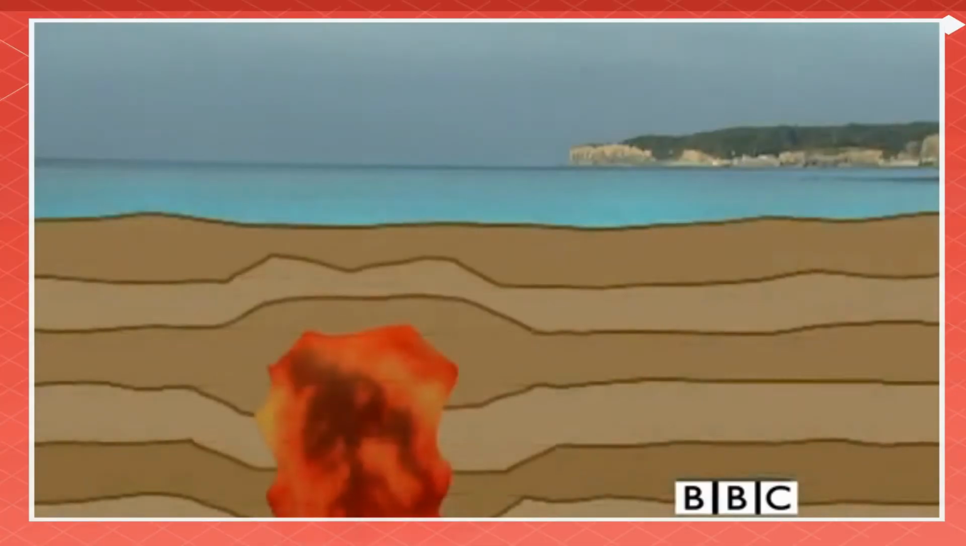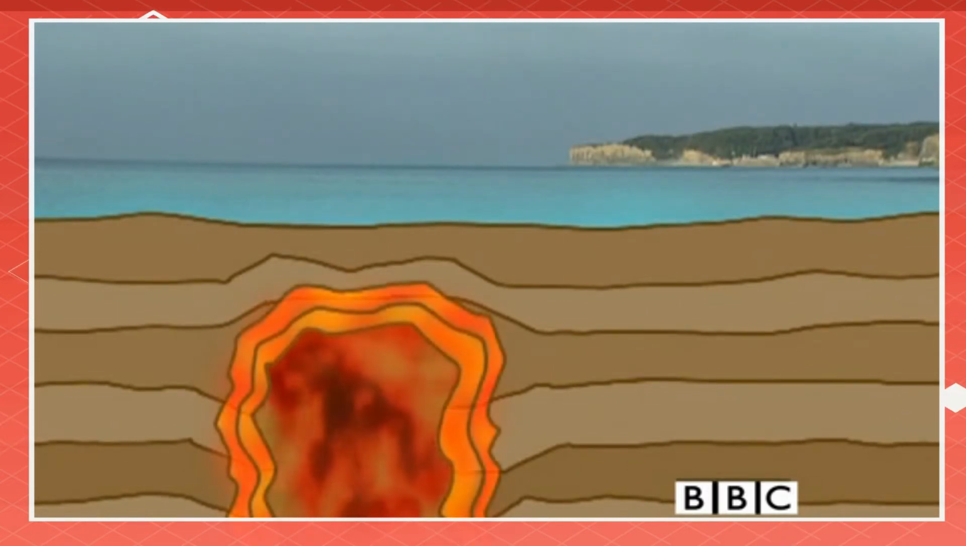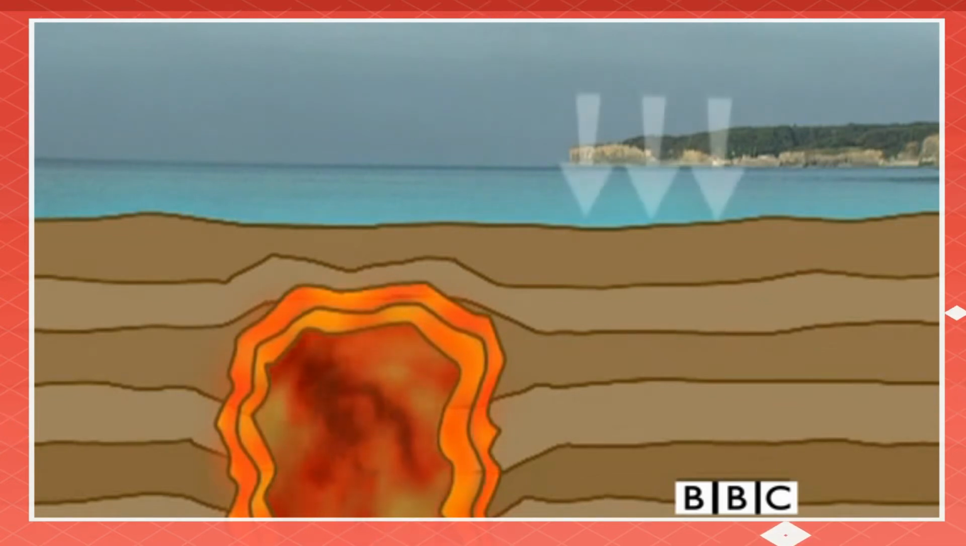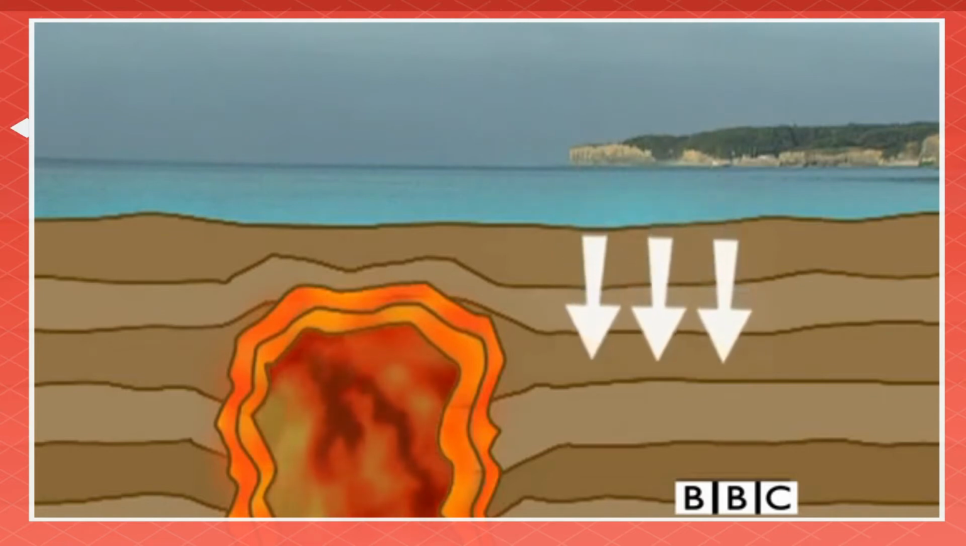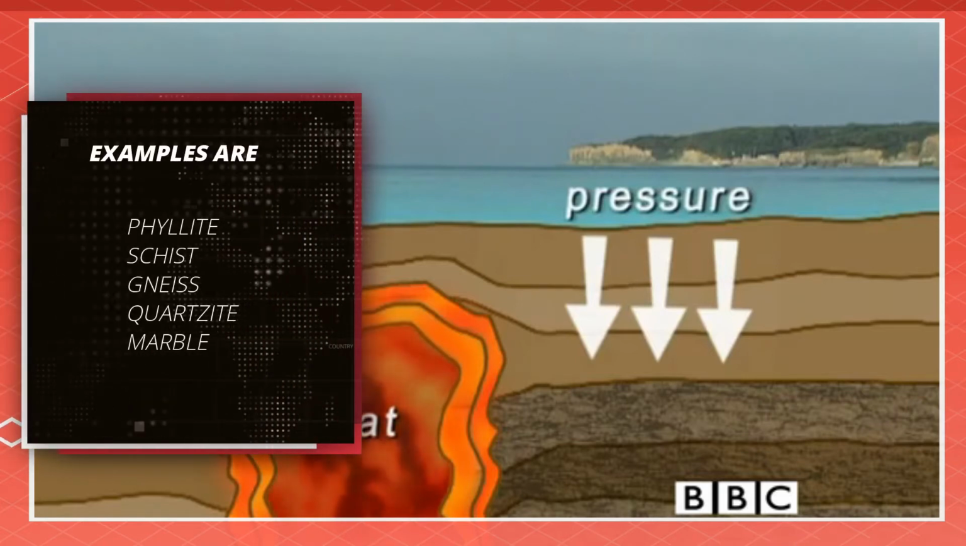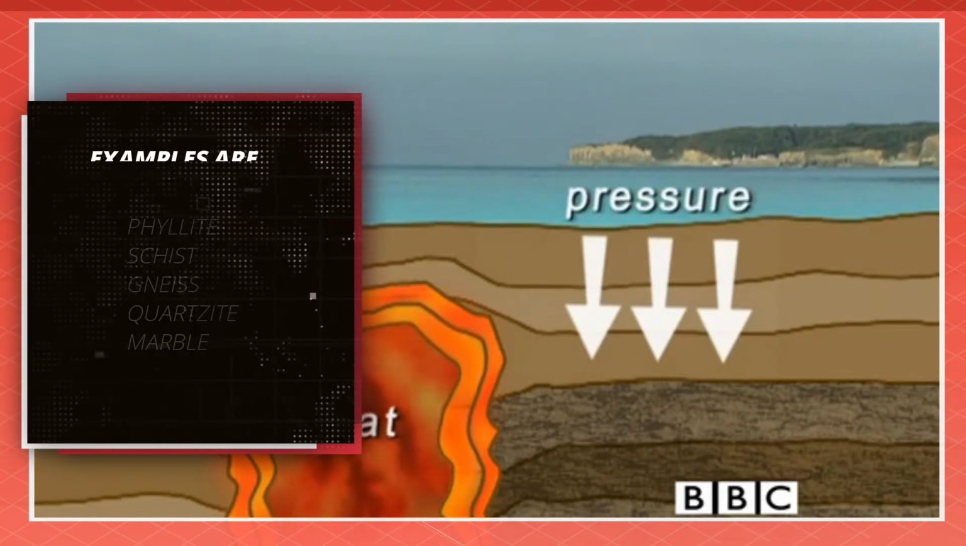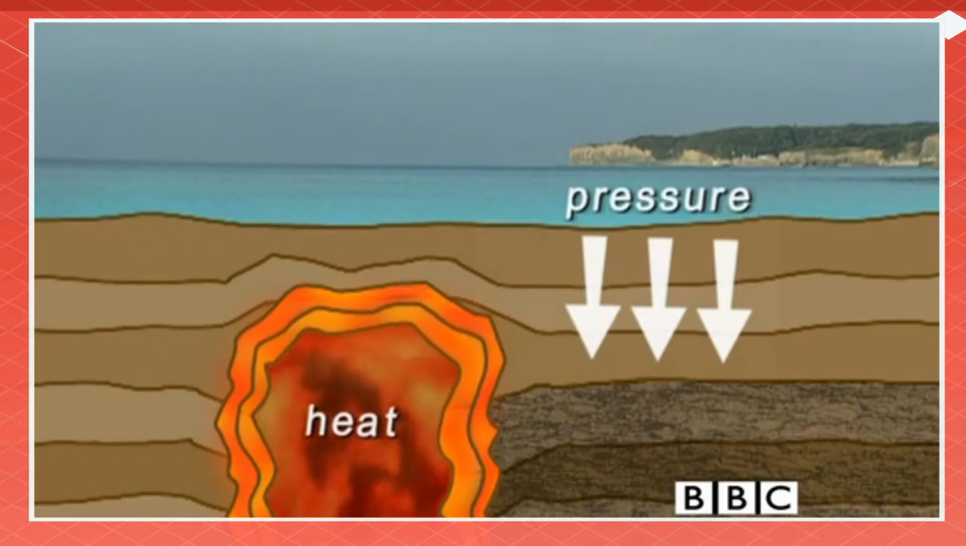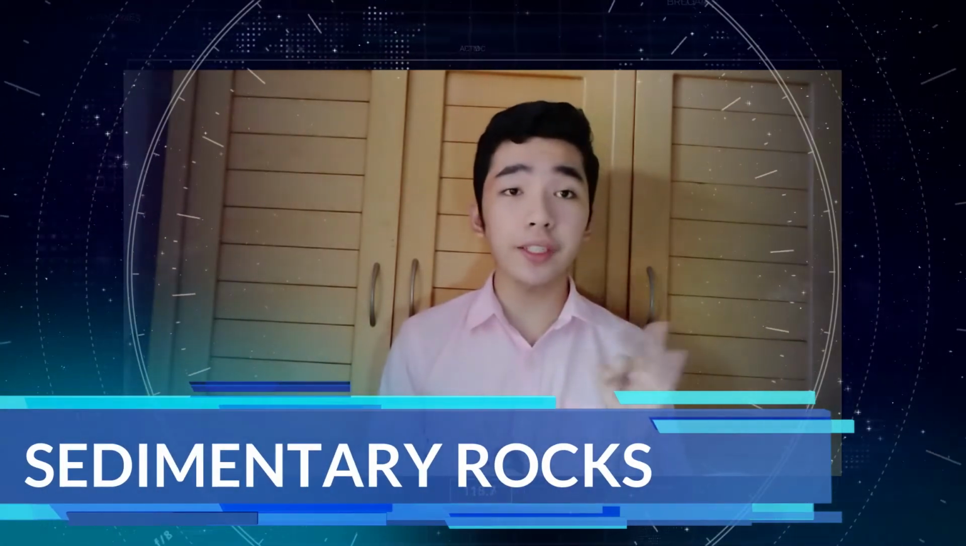Metamorphic rocks are formed when existing rocks are subjected to such large pressures and temperatures that they are transformed. Something that occurs, for example, when continental plates collide. Examples of the common metamorphic rocks include phyllite, schist, gneiss, quartzite, and marble. It's brief. So let's now move on to the sedimentary rocks, which is the last and the third type of rock.